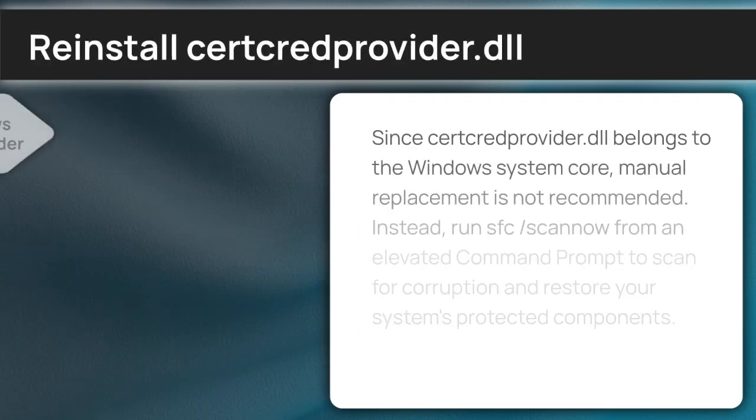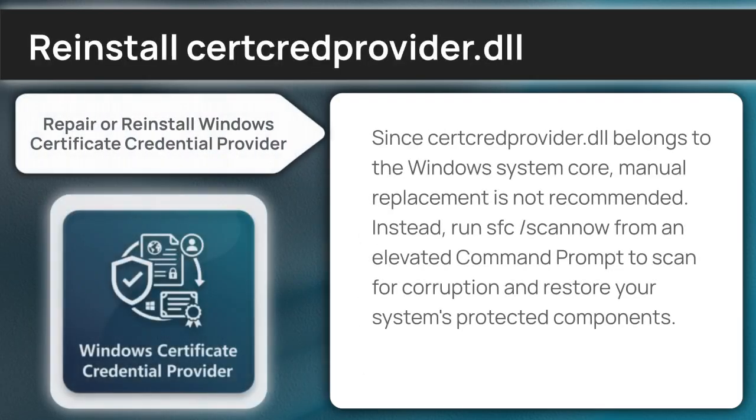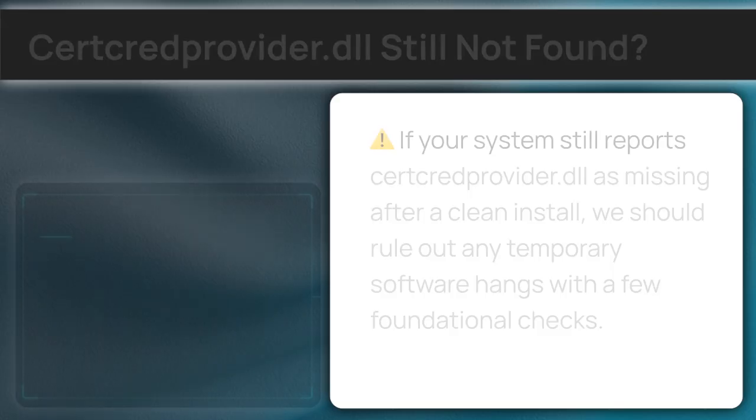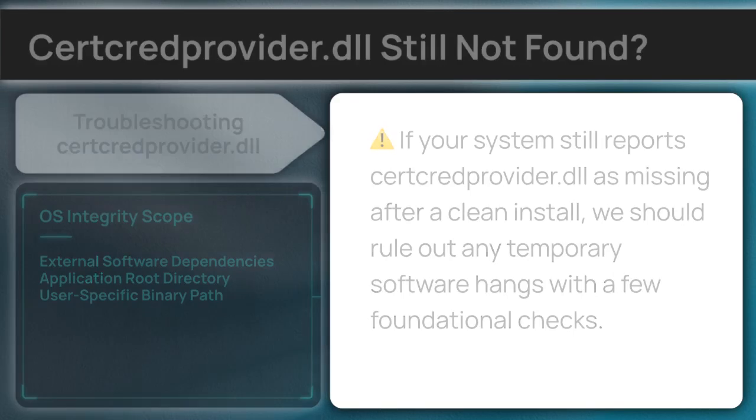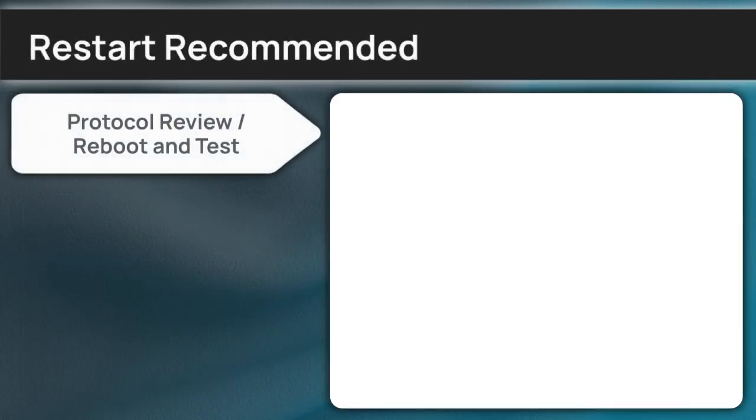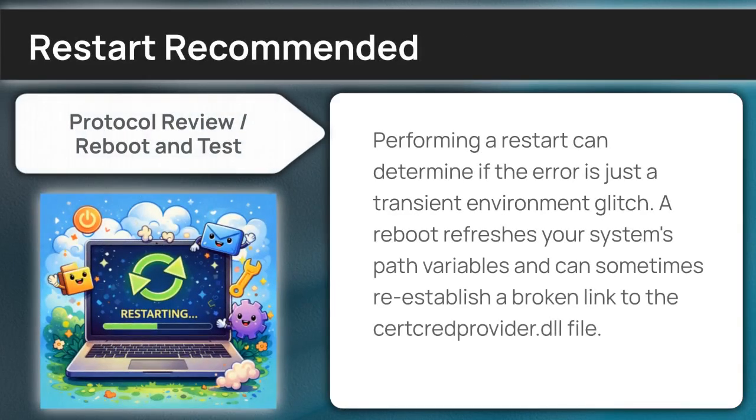Since Certcredprovider DLL belongs to the Windows system core, manual replacement is not recommended. Instead, run sfc /scannow from an elevated command prompt to scan for corruption and restore your system's protected components. If the application still won't initialize, we need to shift our focus to how the Windows loader is interacting with the library. A full system restart clears the temporary memory cache and allows Windows to attempt a fresh initialization of all required libraries, including Certcredprovider.